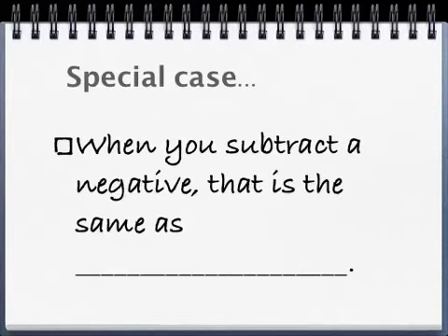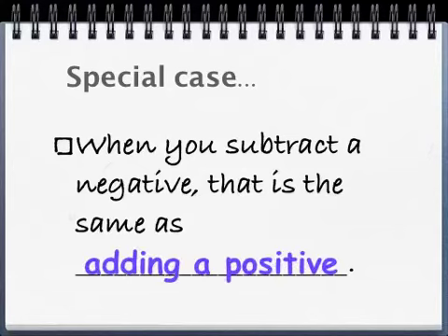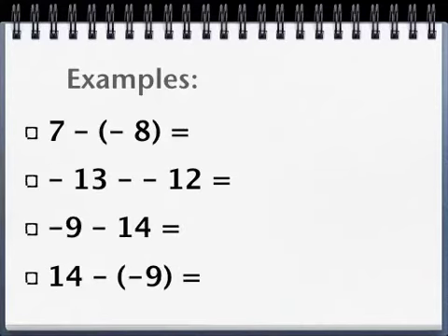The last rule that we need to talk about is when you have a special case. When you subtract a negative, that is going to be the same as adding a positive. It's also called a double negative. Examples of this would be, we have 7 minus negative 8. Notice the subtraction and the negative symbol are right next to each other. So we have two negatives right next to each other.